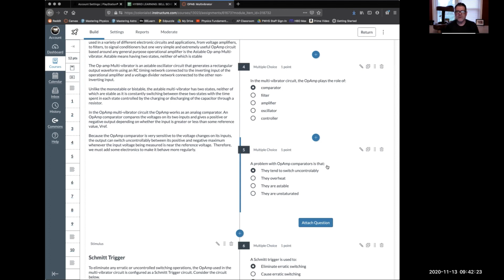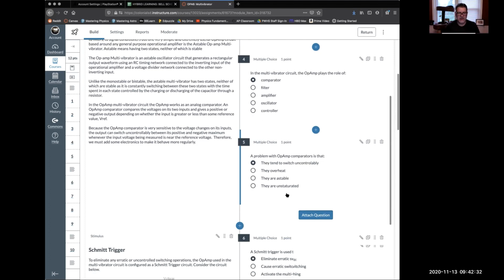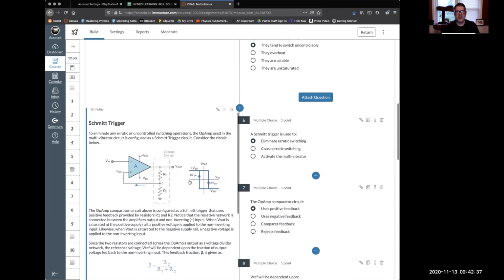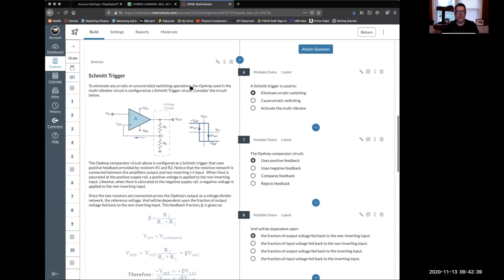So what we do is we surround it with other circuit pieces that stabilize it and make it behave itself a little better. And the stabilizing circuitry is known as a Schmitt trigger.